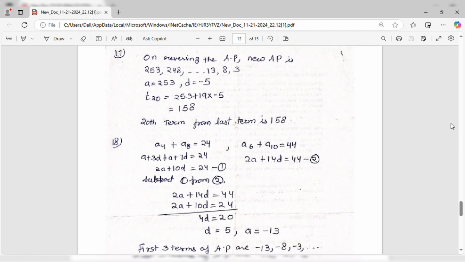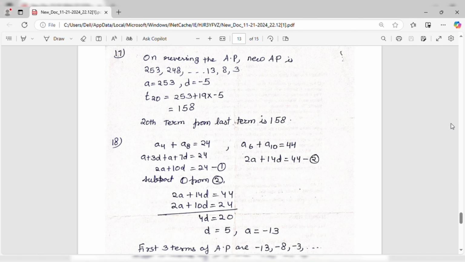17th question. Find the 20th term from the last term of the AP 3, 8, 13 up to 253. So the last term is given and we have to count the terms from the last. In this type of question, you can do it by reversing the AP. If d is positive, we take d as negative, and if d is negative, we take d as positive. In this particular case, d was positive 5.